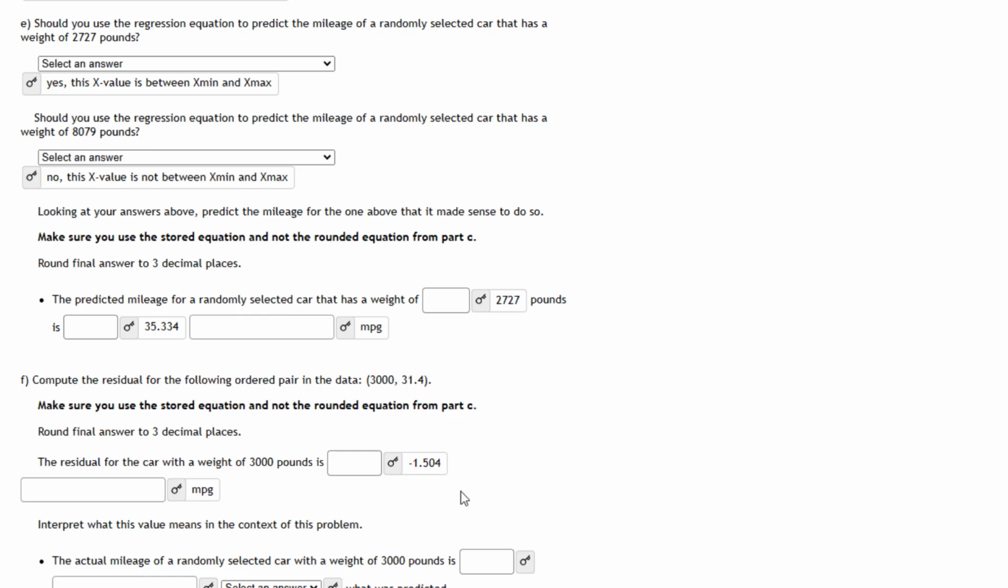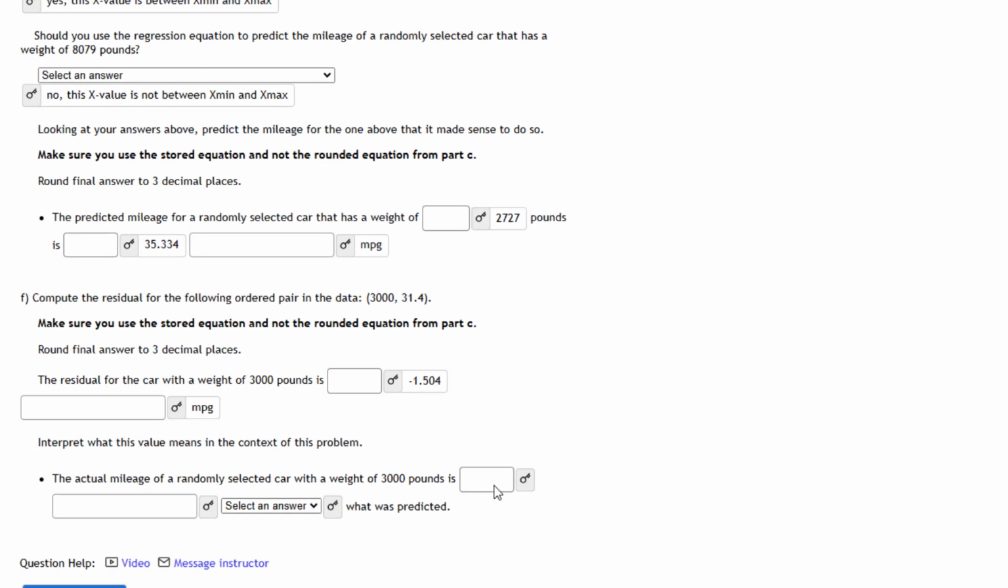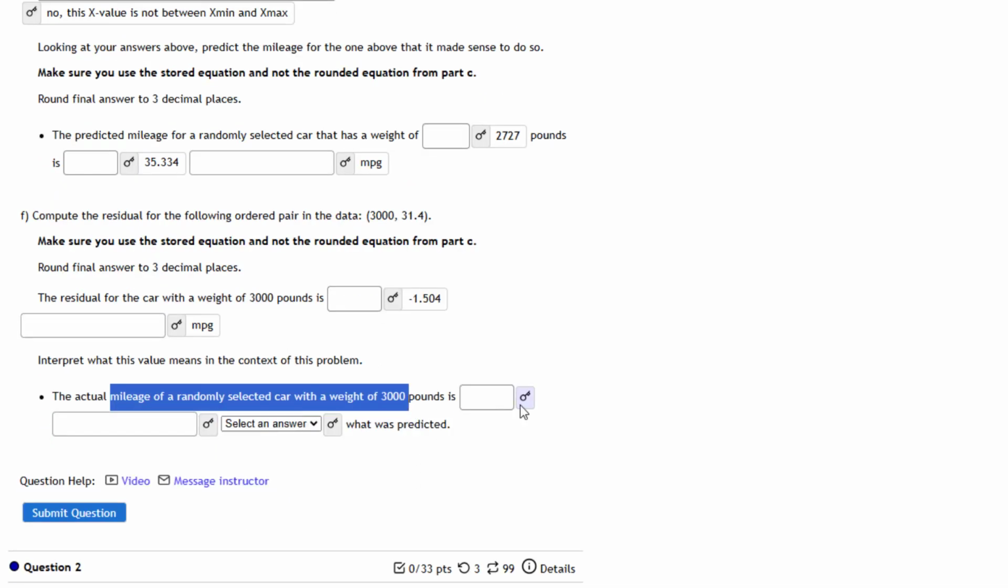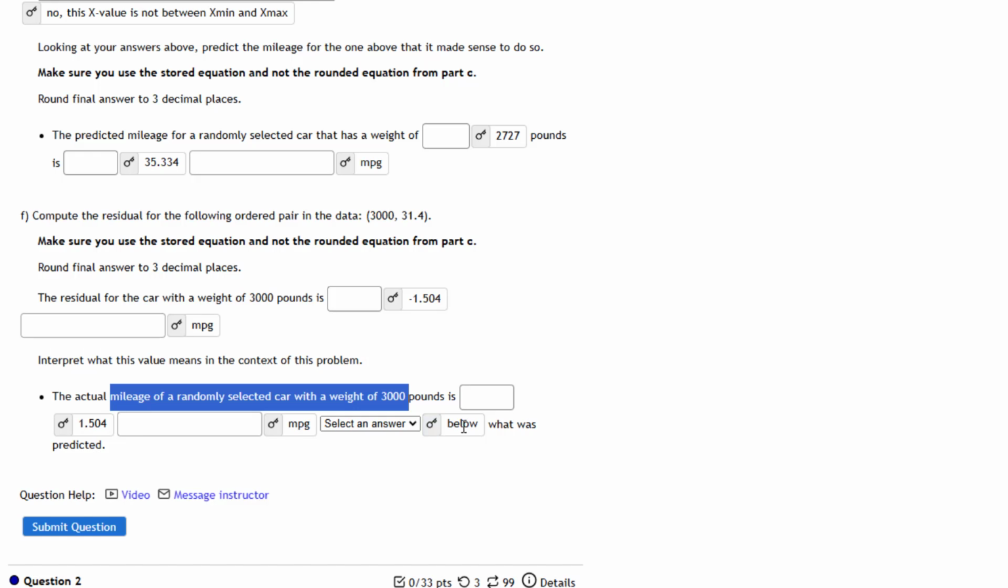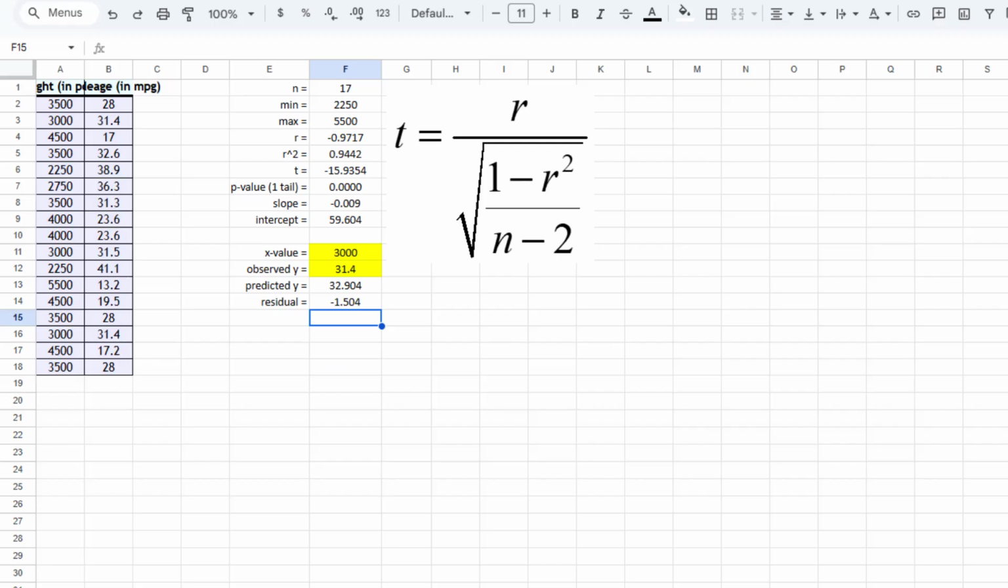And because the residual is negative 1.504, that tells us that the actual mileage of a car that weighs 3,000 pounds is going to be 1.504 miles per gallon below what was predicted, right? Because the negative tells us below. And if you go back and look at this, we predict almost 33, right? But the actual was 31.4. There's that 1.5, right? That it's lower than what is predicted.